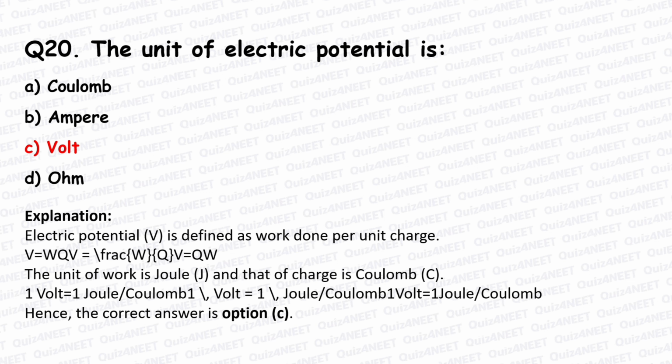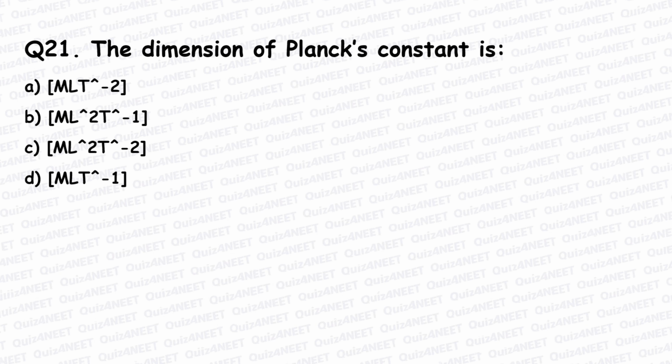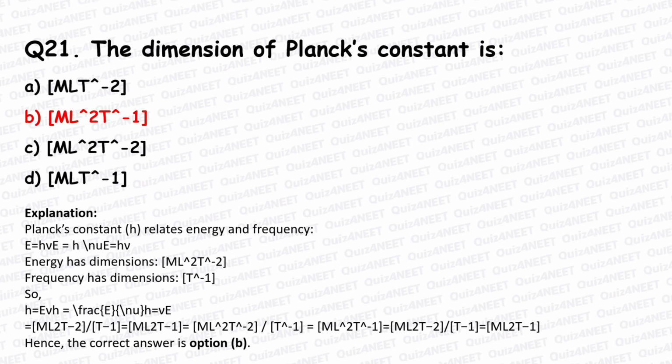Q21. The dimension of Planck's constant is: A, ML^2; B, ML^2T^-1; C, MLT^-2; D, M^-1. Answer: B, ML^2T^-1. Explanation: Planck's constant h relates energy and frequency. E equals h nu. Energy has dimensions ML^2T^-2, frequency has dimensions T^-1. So h equals E over nu, which gives ML^2T^-1. Hence, the correct answer is option B.